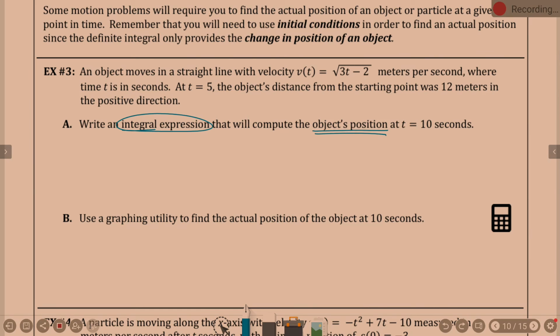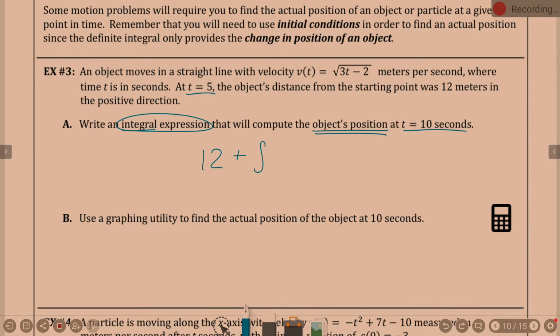I'm going to say 12 plus the integral from 5 to 10, and then it'd be that for the dt. Okay. Our initial position was 12 in the positive direction, right? So we've already moved 12 meters. And then we've got to look at the change in the position, right? So the change in position is going to be the integral from the beginning point 5 in a total of 10 seconds.